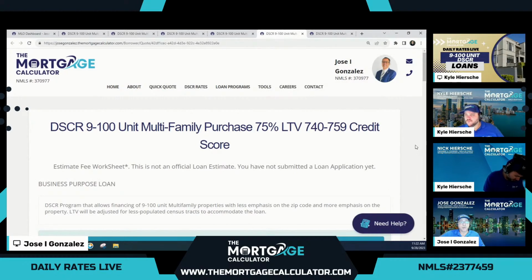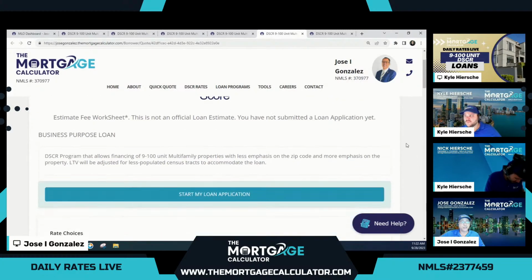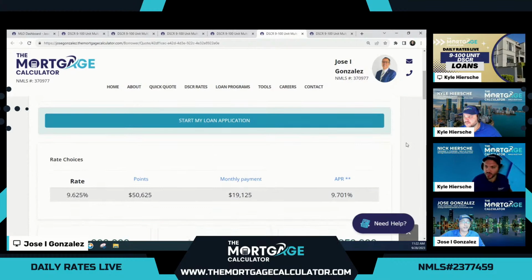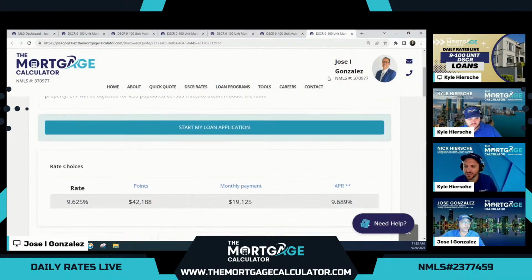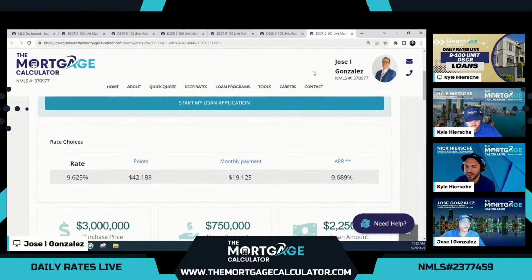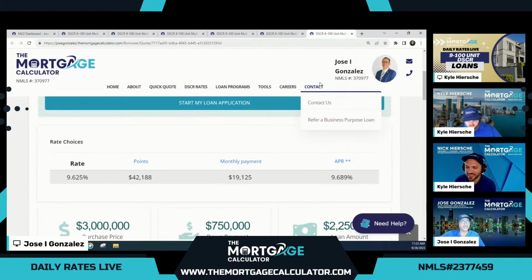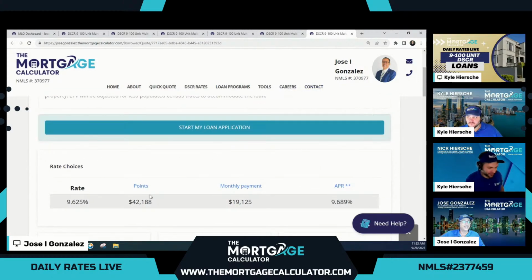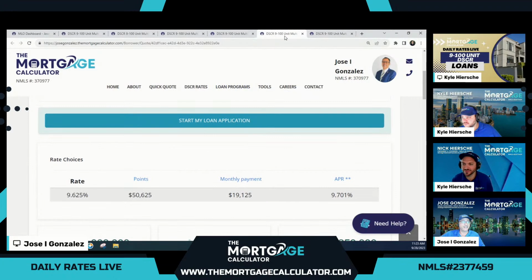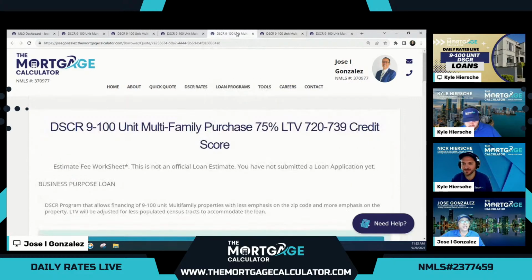Now the next example is our 740 to 759. We're still at a 75% LTV. However, now our cost does jump a little bit. Over here, we were at roughly... Scroll down a little bit, it's a massive loan, right? $2,250,000. Okay, cool. So basically just a little bit over 2 points on this one at a 75% LTV.